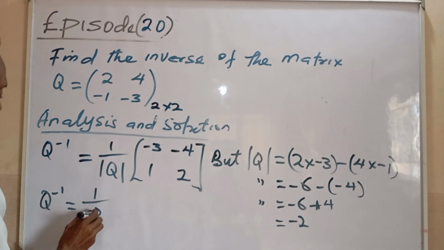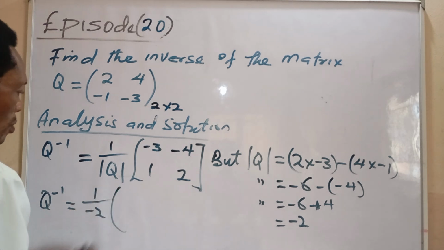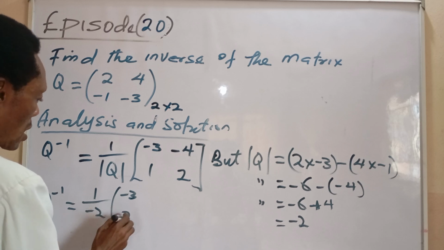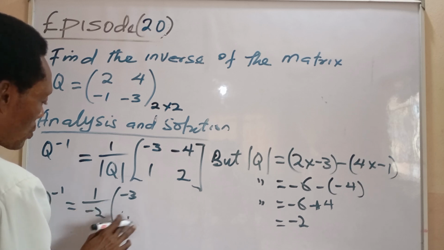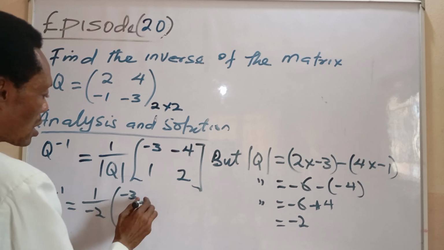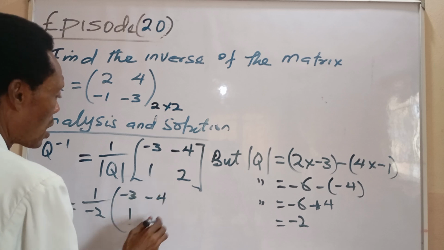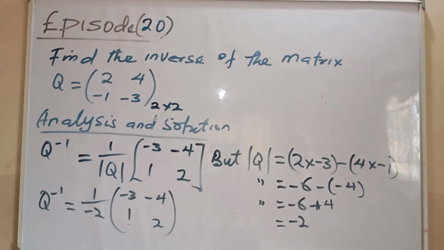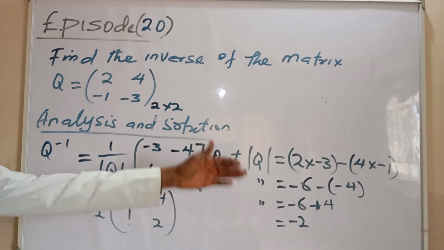That is 1 over minus 2, open bracket, what? Minus 3, then 1, this 1. This is minus 4, and this is 2. Okay? So this is the answer to this question. So what it means is this. We can go further if you have written this.